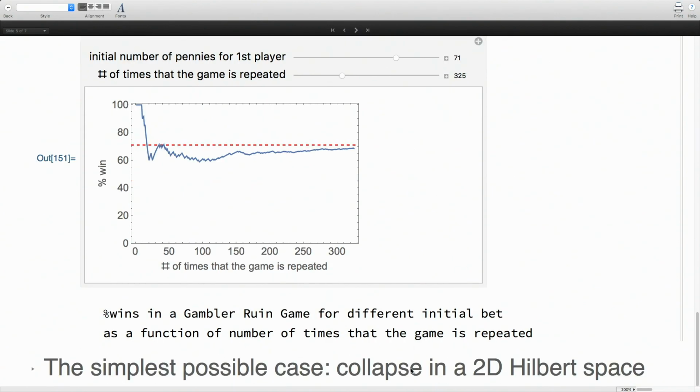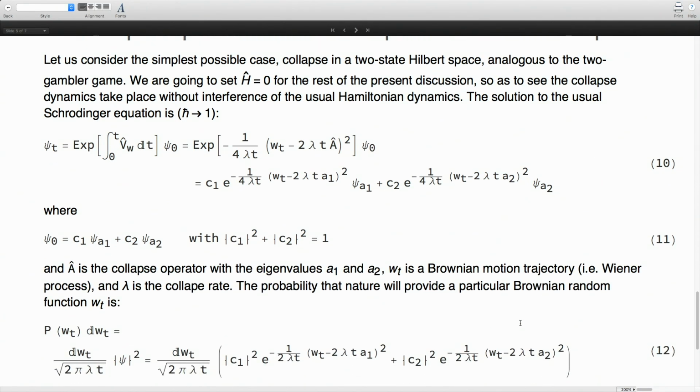Now, the same thing in collapse models. We have two initial probabilities. We have two different superpositions. I'm considering the simplest case, a two-dimensional Hilbert space. So you have two terms. The initial bet is equal to the initial probability, the modulus squared of each superposition term. The probability of winning or losing is proportional to the initial stack. What is the dynamic? The dynamic follows a random process. It's a 100% random process.